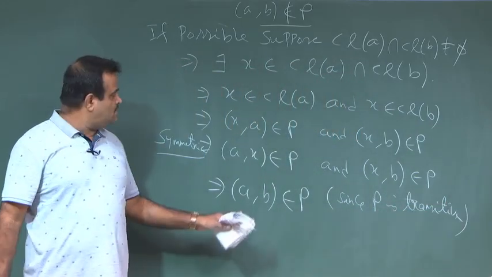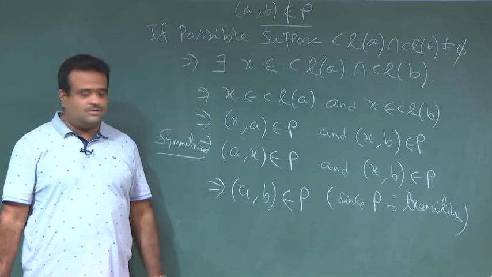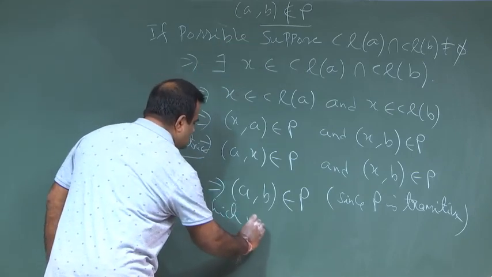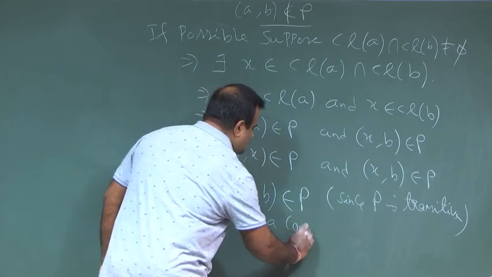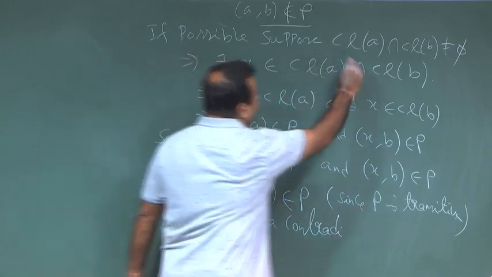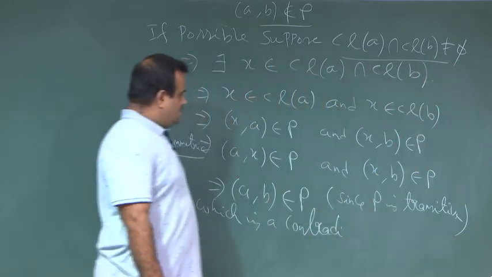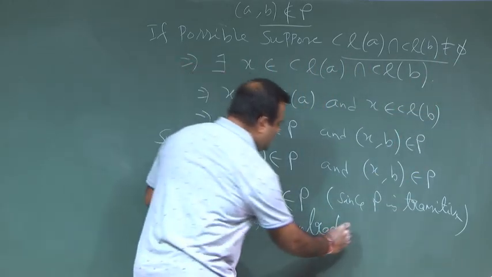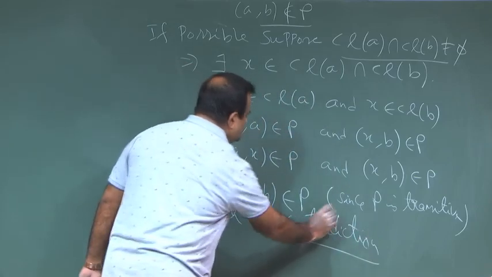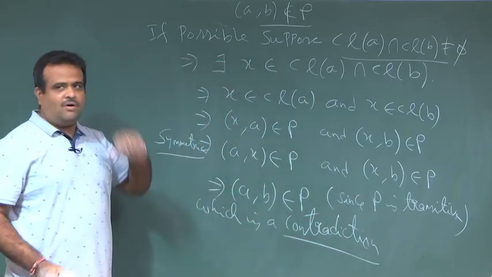But that is not possible. We already assumed AB does not belong to rho, which is a contradiction against our assumption that they are not empty. Hence, our assumption is false.